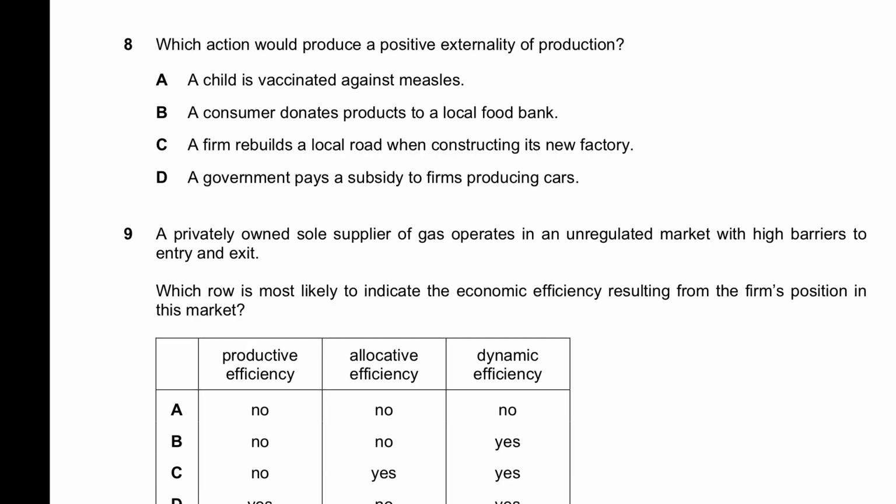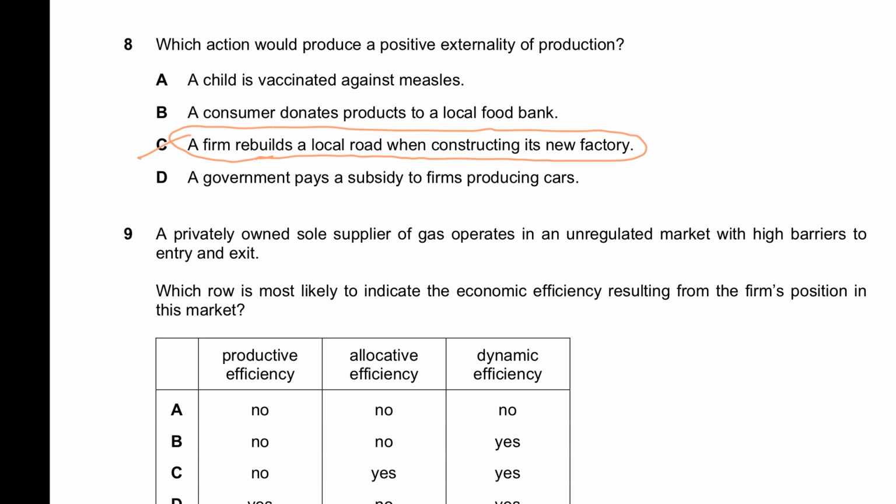Guys, number 8 says this: which action would produce a positive externality of production? Remember, positive externality of production means something happens on the production side and not on the consumption side. If you look at C, if a firm is rebuilding a local road when constructing a new factory, that can be basically benefiting not only the factory because the access to the factory becomes better, but also people who live close by will have now a local road.